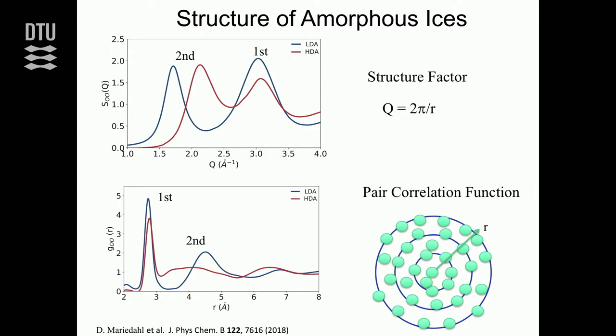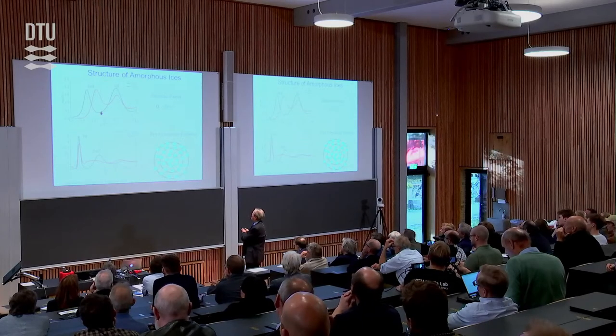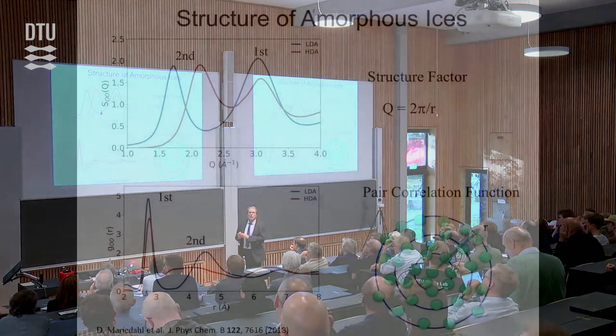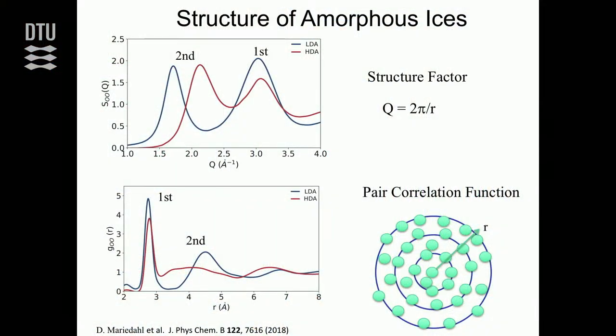ice. In particular, we see these two features here in reciprocal space, which are very much related to the second shell in what we call the pair correlation function. The pair correlation function corresponds to when we have a water molecule here in the middle and we go out to different distances and we're looking at the probability to find another molecule. So as you go here, you see this first peak corresponds to the first shell. And this is actually around 2.8 angstrom, corresponding to the distance between water molecules in the hydrogen bonding network.